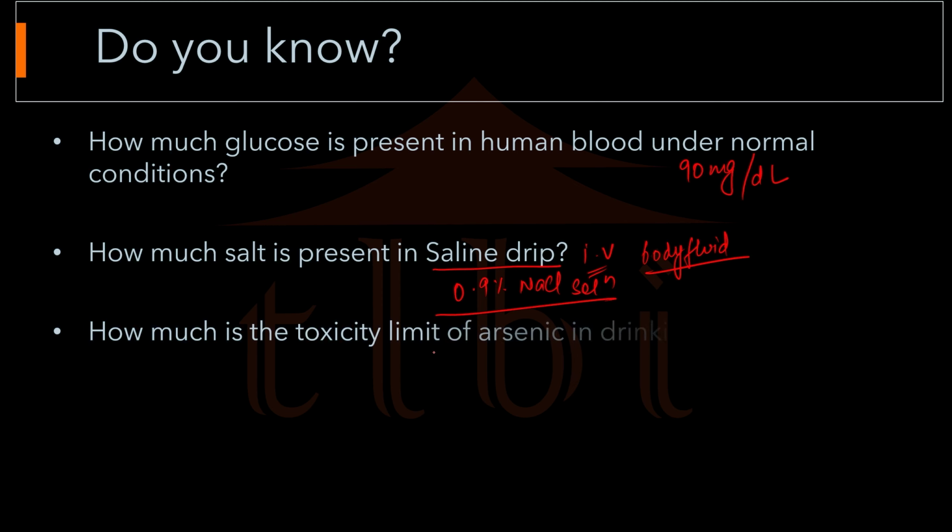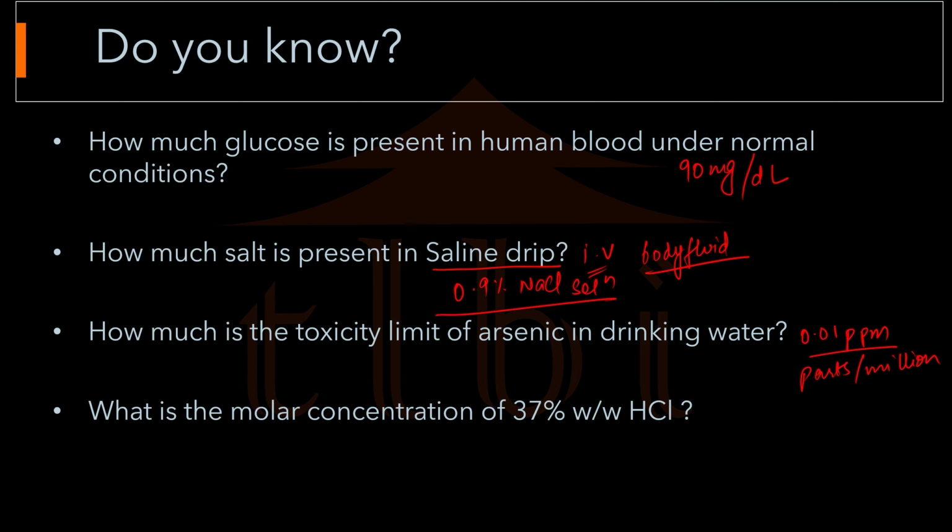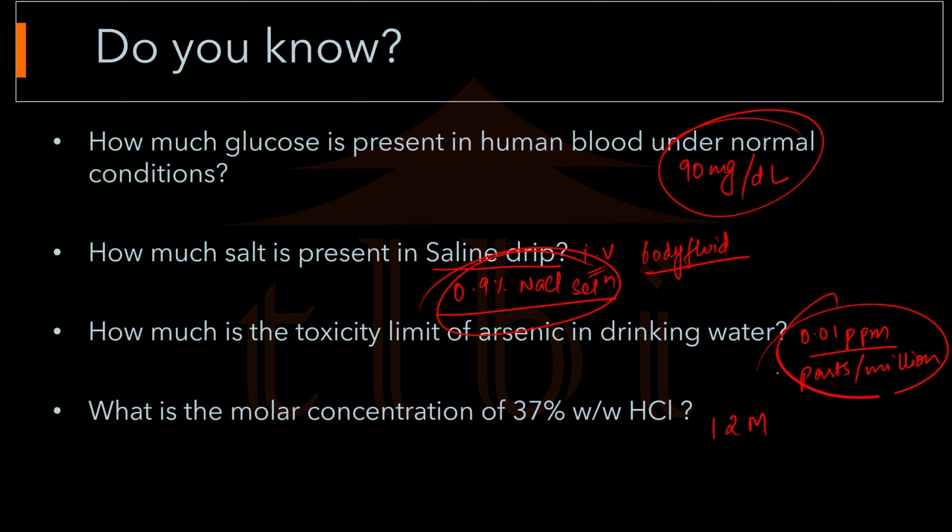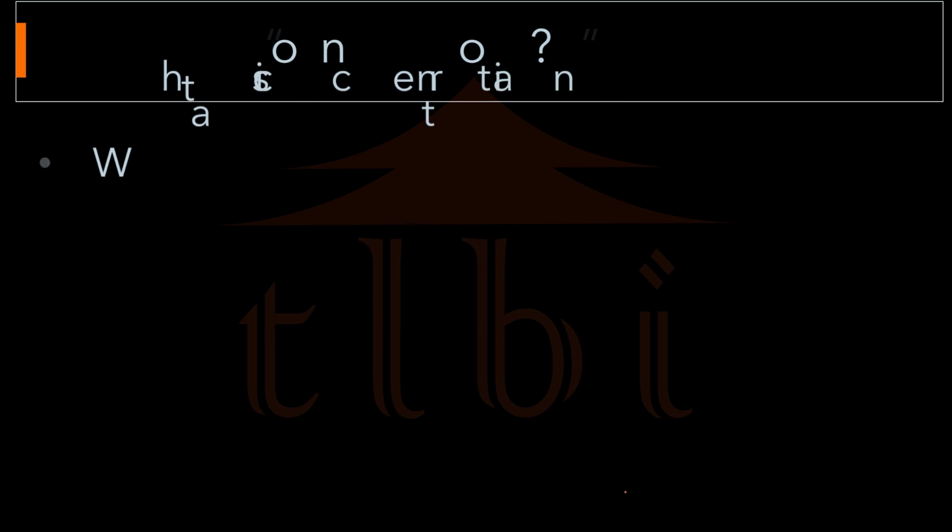All right. Now, how much is the toxicity limit of arsenic in drinking water? The answer to that is 0.01 ppm. ppm stands for parts per million. And what is the molar concentration of 37% weight by weight hydrochloric acid? The answer to that is 12 molar. Now if you look at these terms, these are called concentration terms.